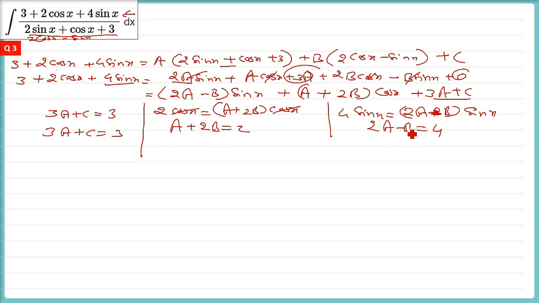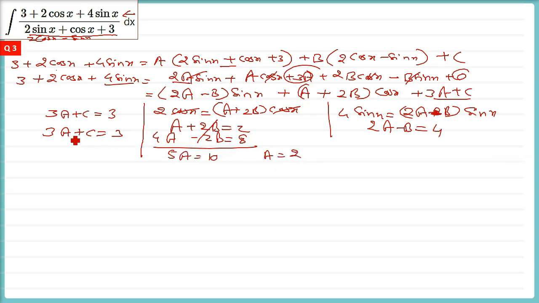This is just algebra, because 2a minus b equals 4. We need to get this b cancelled. So multiply the third equation by 2, which will be 4a minus 2b equals 8. And just add this to the second equation. This 2b gets cancelled. 5a equals 10. a will be equal to 2.